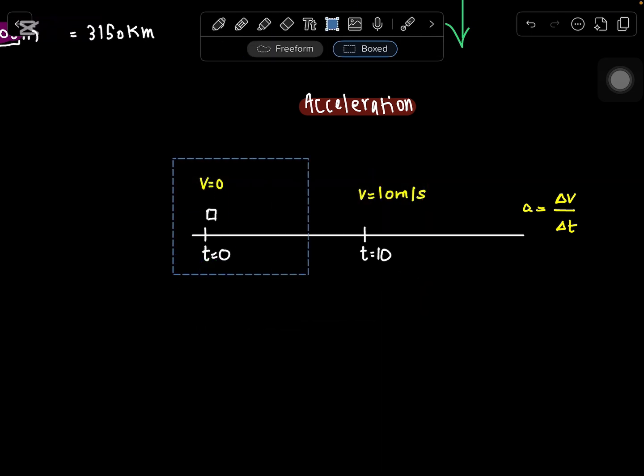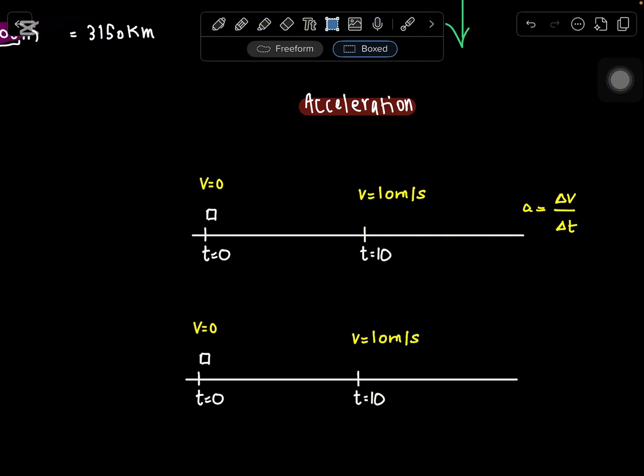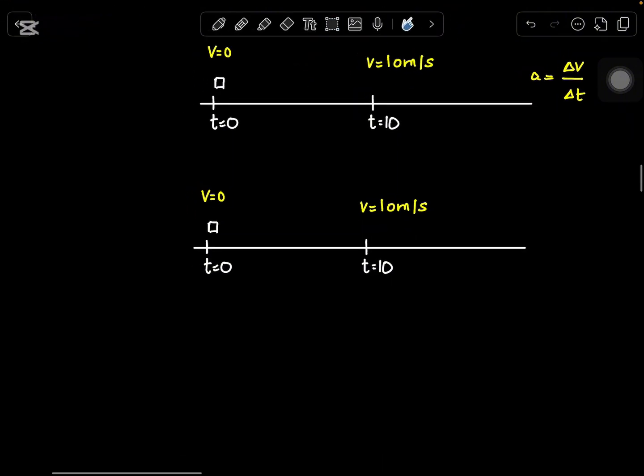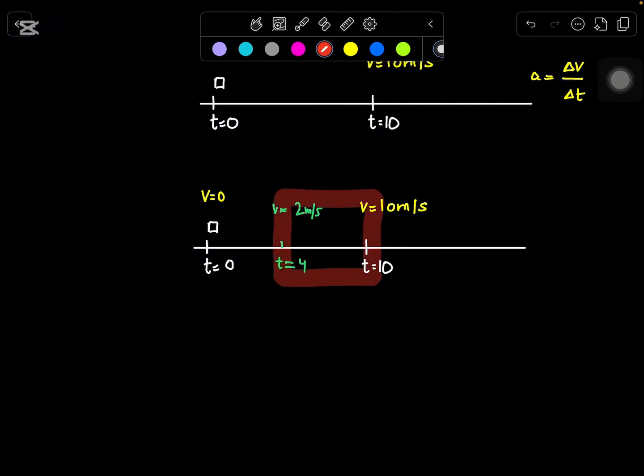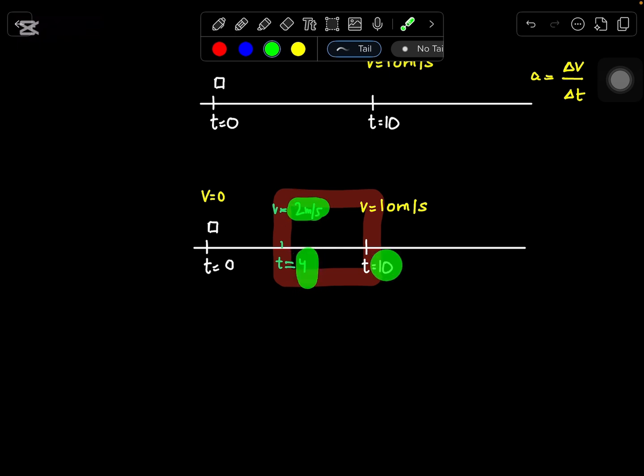Okay? Let's say we have another journey. This time, we did not start recording the journey at the very beginning when the car was stationary. Let's say it started moving at t equals 0, and I'm recording the journey from this time to this time. So at t equals 4 seconds, the car had a velocity of 2 meters per second, and at t equals 10 seconds, the car has a velocity of 10 meters per second. So how much velocity has increased in this time period? I would write that as my change in velocity.